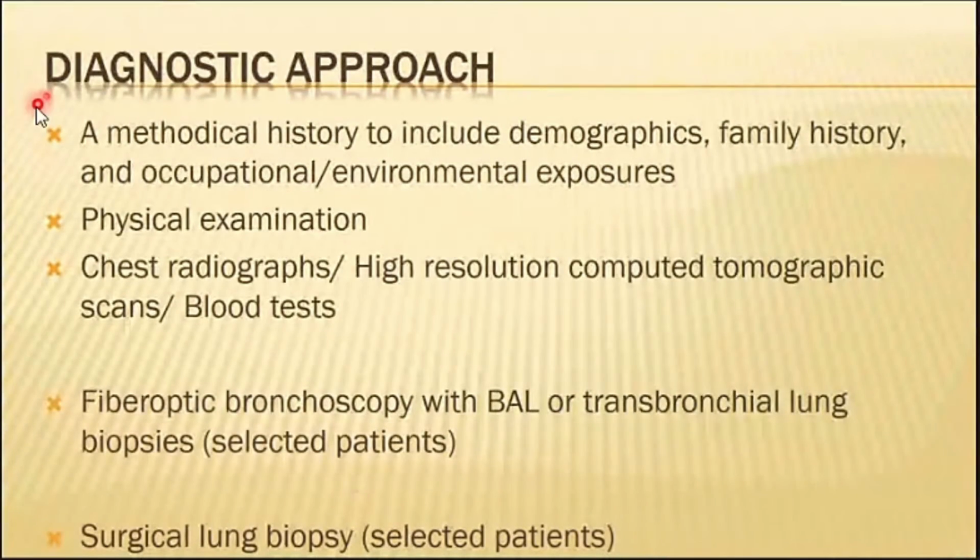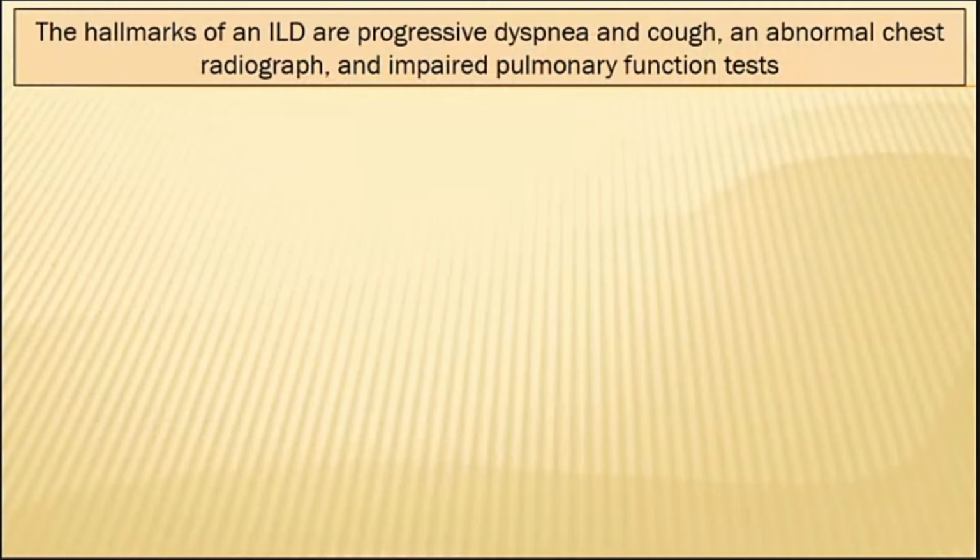Now we go to the diagnostic approach. Understanding the fact that the etiology of ILDs is so vast, it is very important that we have a methodical history, examination, investigation, and a systematic way of approaching. So the hallmarks of ILD are progressive dyspnea and cough. That is seen with all ILDs, whether primary or secondary. There will be an abnormal chest radiograph, either on X-ray or CT, and of course, when you do a pulmonary function test, it will be impaired.